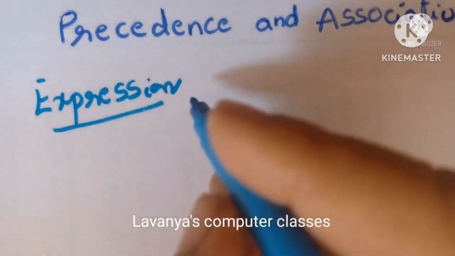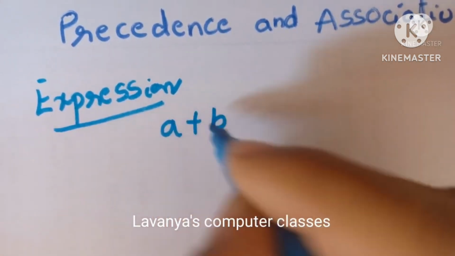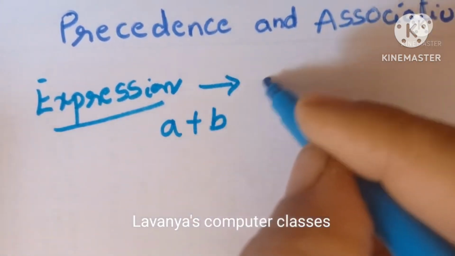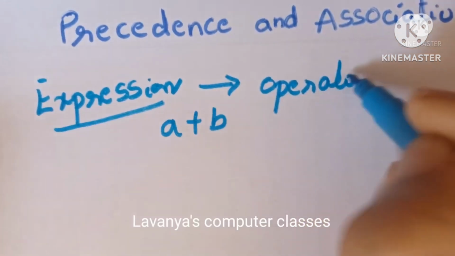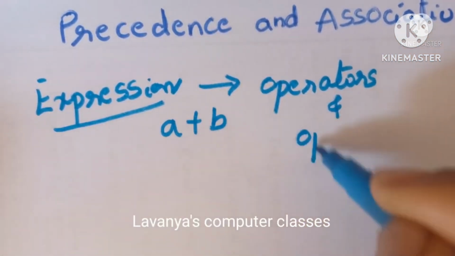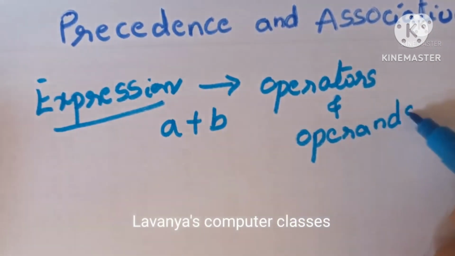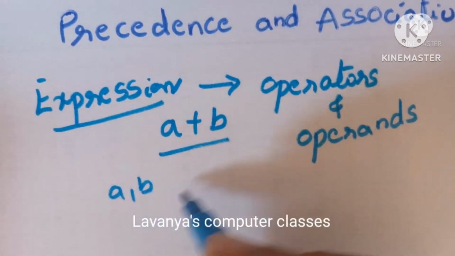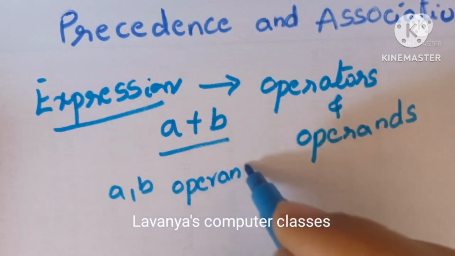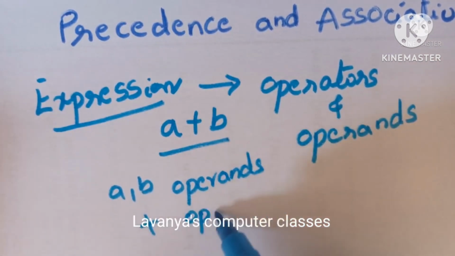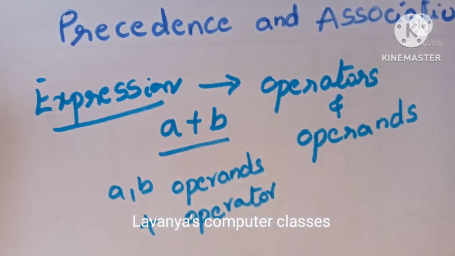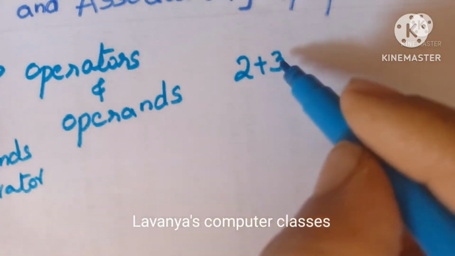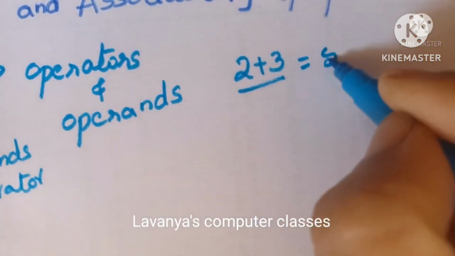An expression is nothing but an equation like this, a plus b. A plus b is an expression. An expression is a combination of operators and operands. In this example, a and b are called operands. Plus is called an operator. Okay, so 2 plus 3 is an expression. How we evaluate this expression is just adding these two numbers, which gives 5.